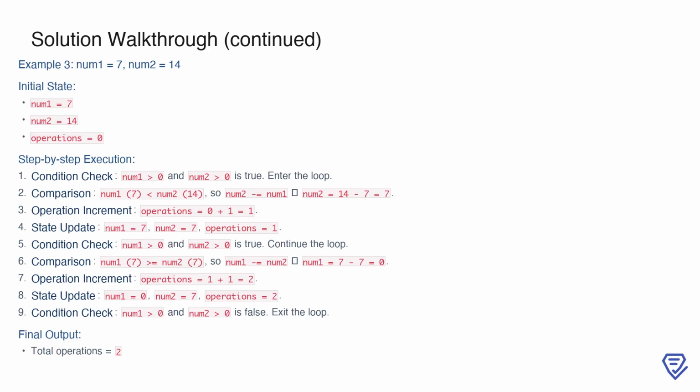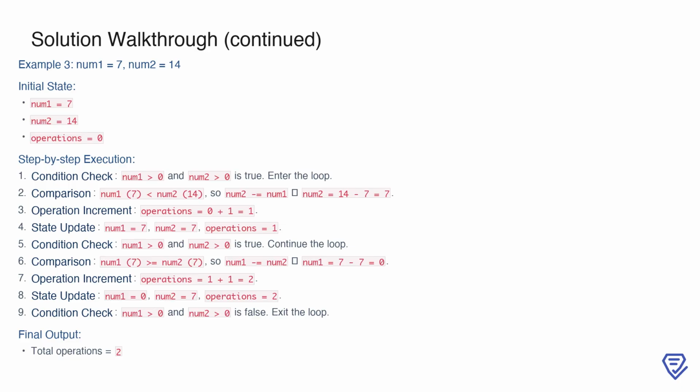Finally, let's examine example 3, where number 1 is 7 and number 2 is 14. We initialize operations to 0. The first condition check confirms that both numbers are positive, so we enter the loop. Since number 1 is less than number 2, we subtract number 1 from number 2, reducing number 2 to 7. We increment the operations counter to 1, and the updated state is number 1 equals 7, number 2 equals 7, and operations equals 1. We check the condition again and continue because both numbers are still positive.